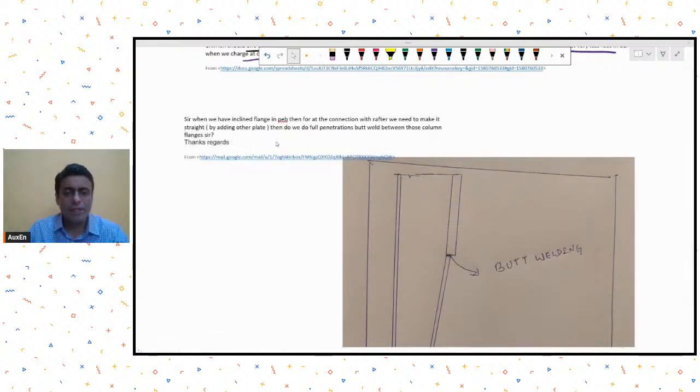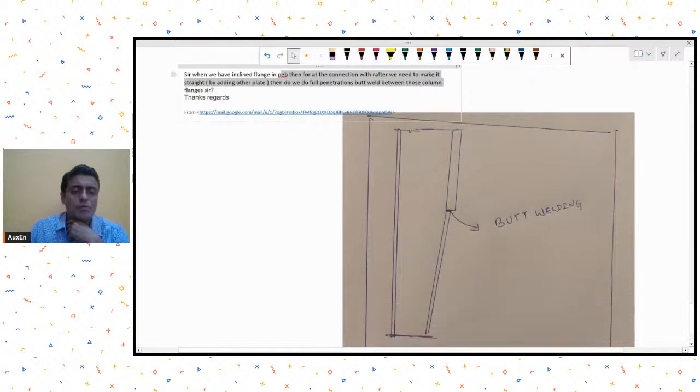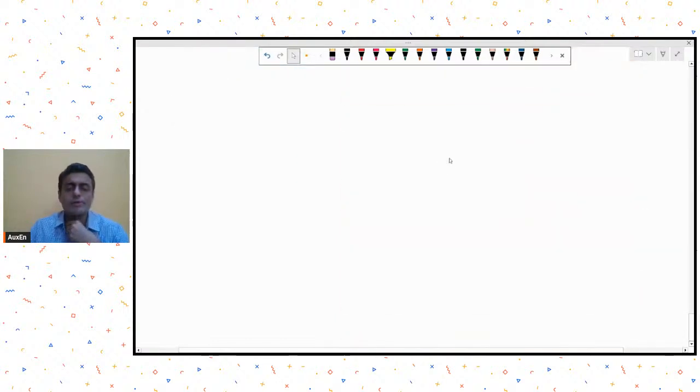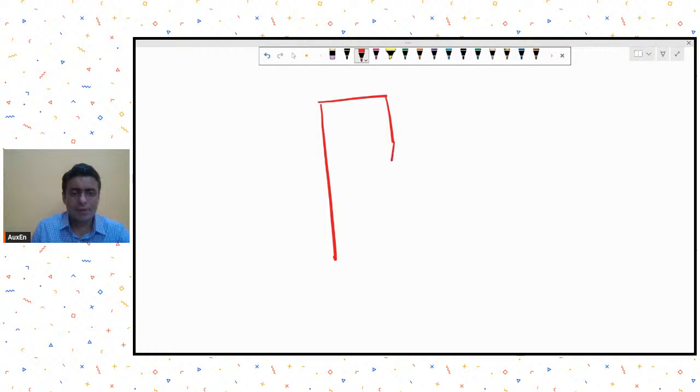When we have an inclined flange in PEB, then for connection with the rafter, we need to make it straight. Then we do a full penetration butt weld between those column flanges. Here I was trying to tell you that day that suppose you have a column cross section like this, and for some reason you have made it tapered. So I think this is what you're saying, the column cross section.